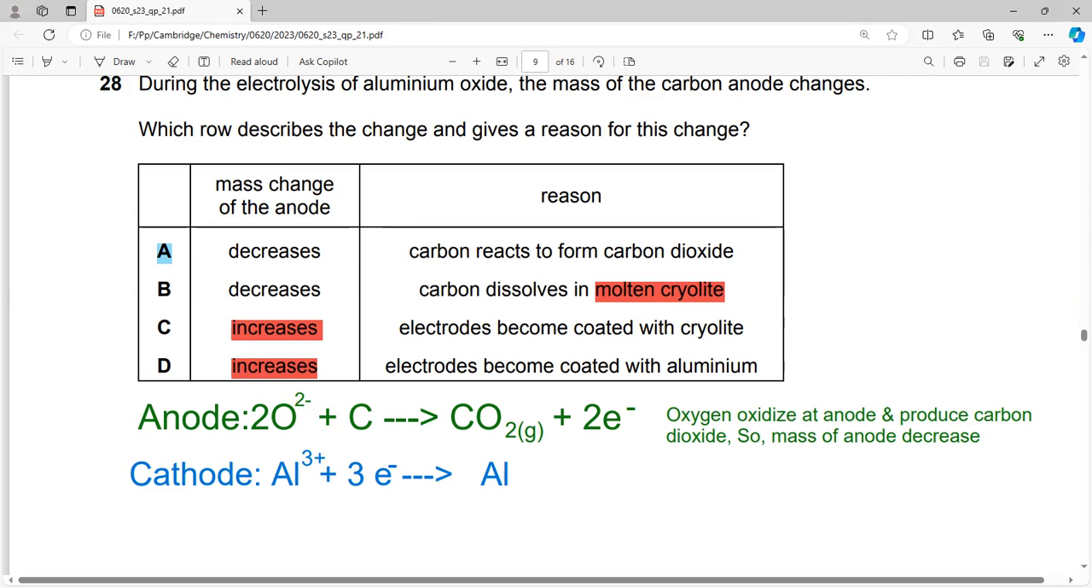C and D are wrong options. Why? Because they're saying the mass will increase. It will not increase, it will decrease. Why? Because oxygen is reacting with the carbon in the electrode and producing carbon dioxide. So A is our correct option here.